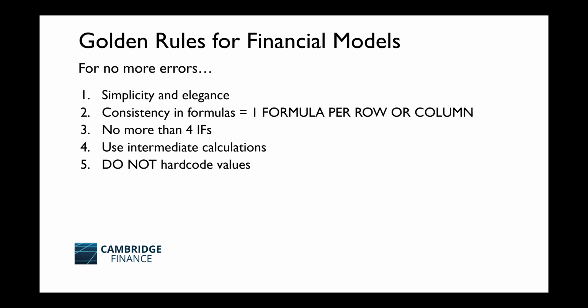Do not hard code values. Never, ever, ever. If there is one rule here that you should remember, it is the number 5. It should be number 1. If there is one source of error in financial models, it is hard coding, and hard coding means putting a number within a formula. Never do this. Add sensitivity tables and color code it, and then protect the sheet.